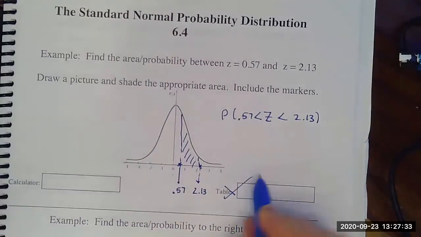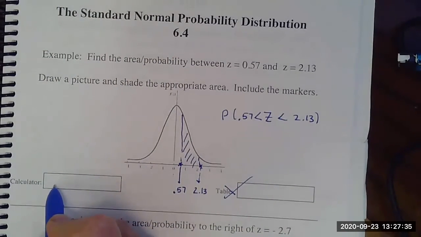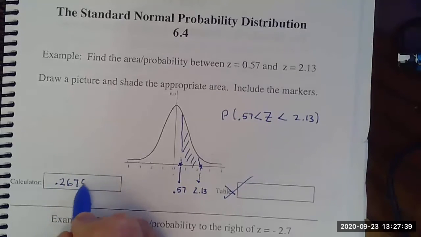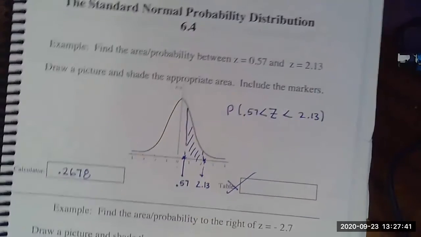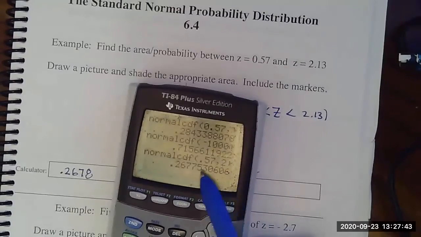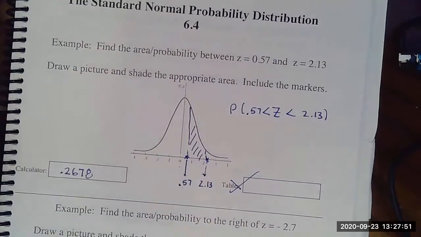We're doing the calculator. So this would be, if you want to put the answer over here, 0.2678 for rounding. 78. How come 8? Well, there's the 4th decimal place. Look next door. 5 or bigger is going to make that an 8. That's your rounding rules.